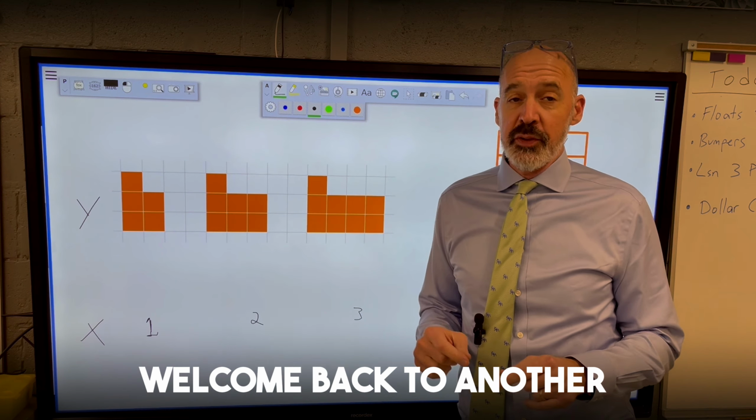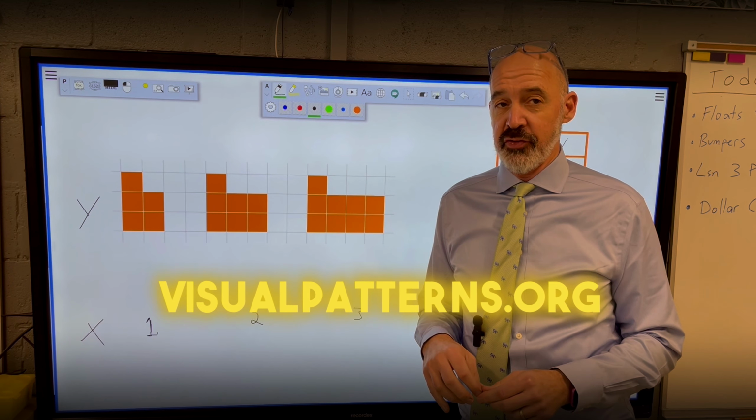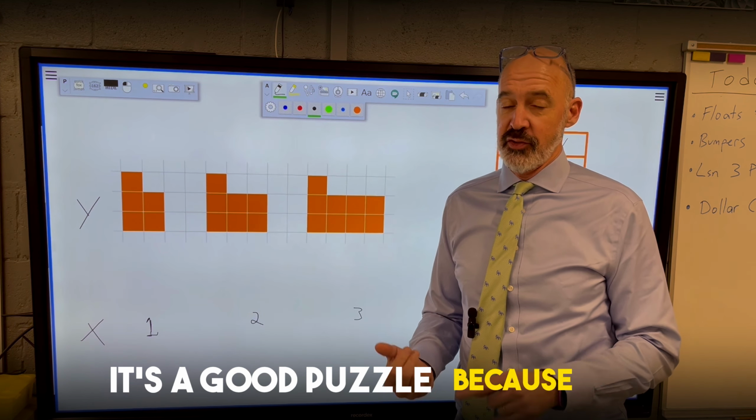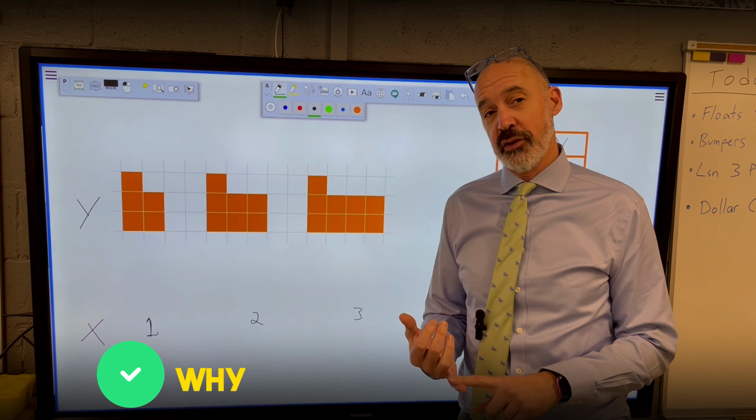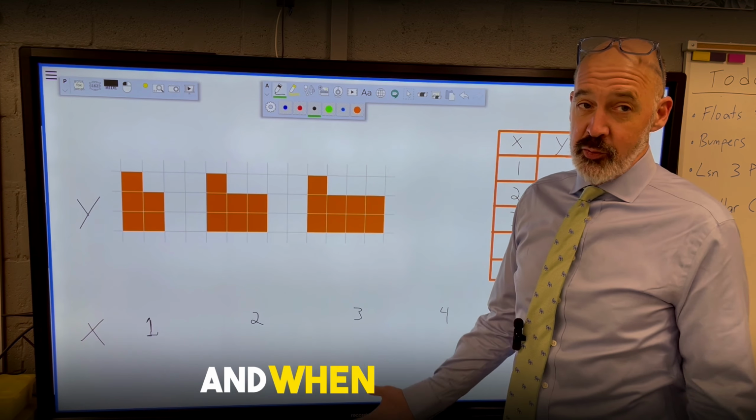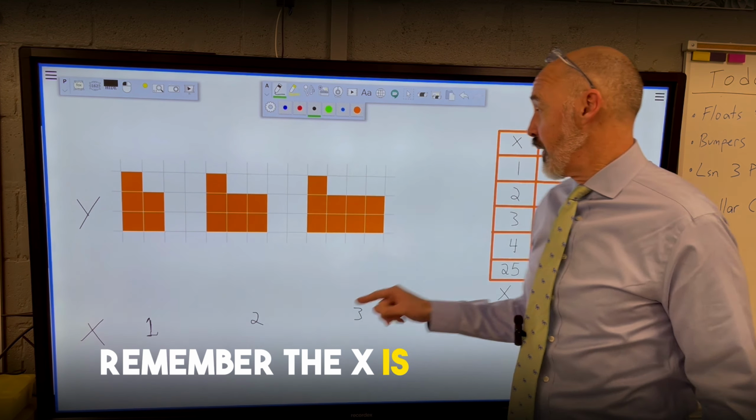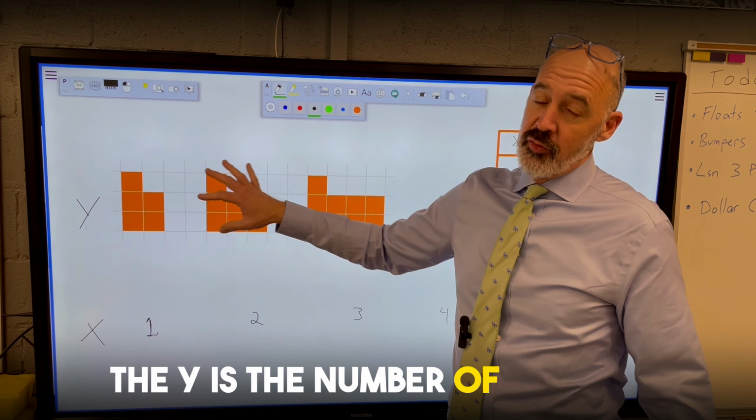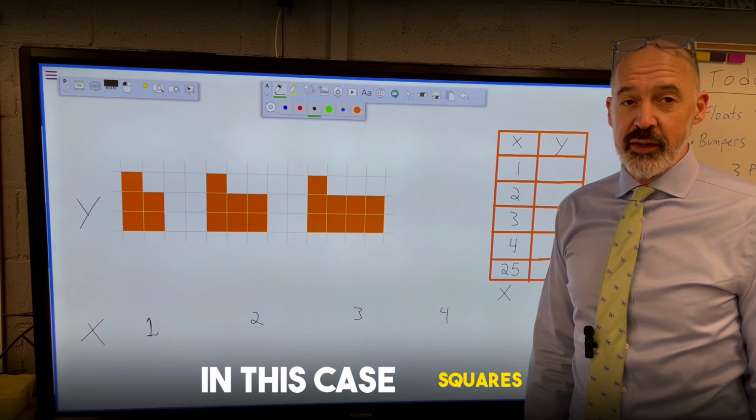Welcome back to another number talk using visualpatterns.org. This is puzzle number 24. It's a good puzzle because let's find out why it's a good puzzle. You can see how it's growing. And when you begin, remember the X is the iteration number in my table. The Y is the number of orange, in this case, squares.